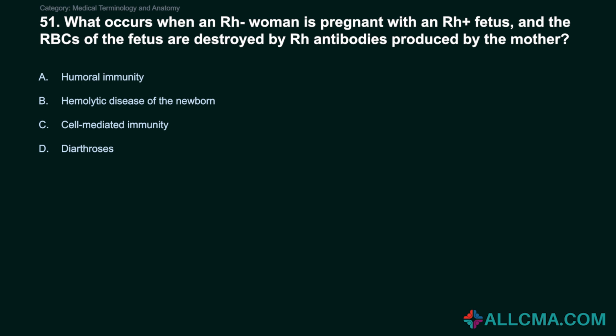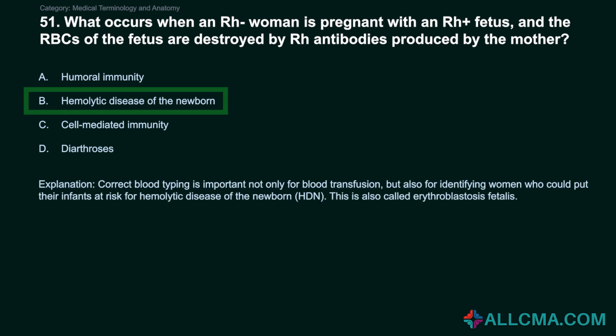51. What occurs when an Rh negative woman is pregnant with an Rh positive fetus, and the RBCs of the fetus are destroyed by Rh antibodies produced by the mother? A. Humoral immunity. B. Hemolytic disease of the newborn. C. Cell-mediated immunity. D. Diarthroses. Correct answer, B. Hemolytic disease of the newborn. Correct blood typing is important not only for blood transfusion, but also for identifying women who could put their infants at risk for hemolytic disease of the newborn, HDN. This is also called erythroblastosis fetalis.